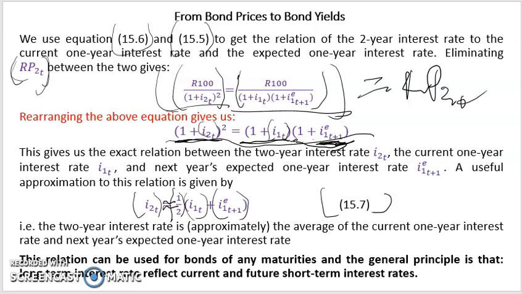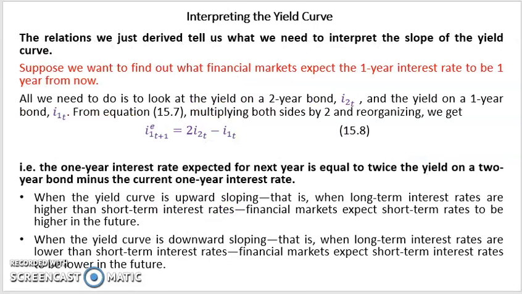Or we could have looked instead at a bond with the maturity longer than 2 years. For example, the yield on a 10-year bond is approximately equal to the average of the current 1-year interest rate and the 1-year interest rates expected for the next 9 years. But the general principle is clear. Long-term interest rates reflect current and future expected short-term interest rates. So this relation tells us how we can interpret the slope of the yield curve.